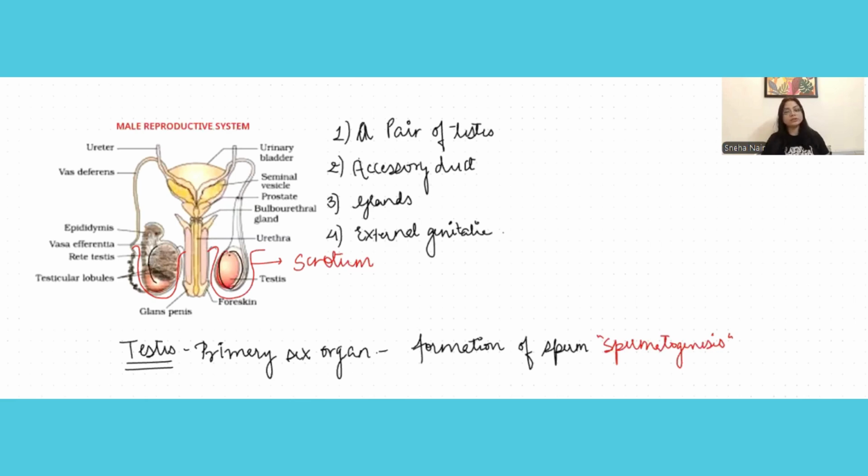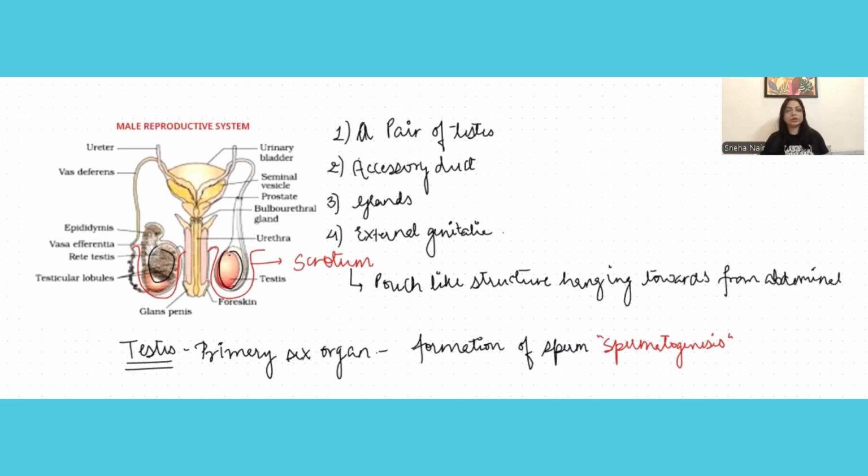What is a scrotum? Scrotum is a pouch-like structure hanging downwards from the abdominal cavity. All right. Now, what I said, that testes are present in this pouch-like structure called scrotum.